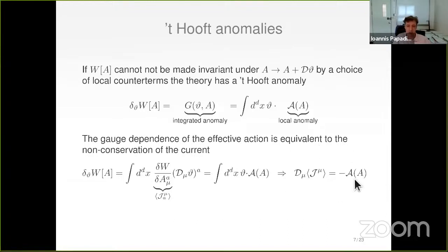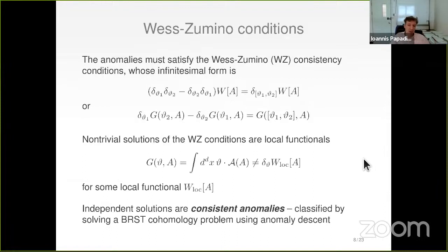Okay, so now how do we determine this anomaly here? This anomaly has to satisfy what is known as the Wess-Zumino consistency conditions, which state that two successive gauge transformations have to close on the algebra. In particular, this is the expression at the level of the effective action, or in terms of the anomaly, this equation here.